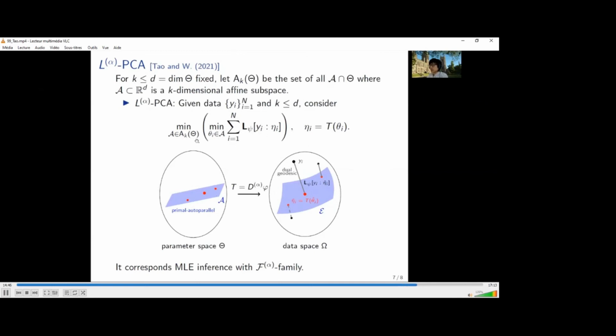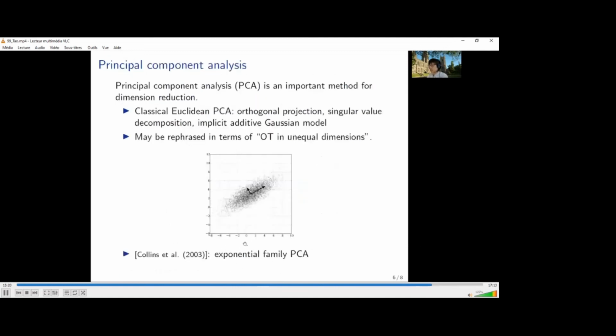So let's say this again. I first fix A, a convex set, and then for each data point, I project this dually onto E, and then I want to minimize over the convex set. And here the L alpha divergence is part of the loss function. So as I just mentioned, this problem corresponds to an inference problem if the underlying L alpha divergence comes from an F alpha family. So you can think of this as an extension of the exponential family PCA to the F alpha family or the q-exponential family.